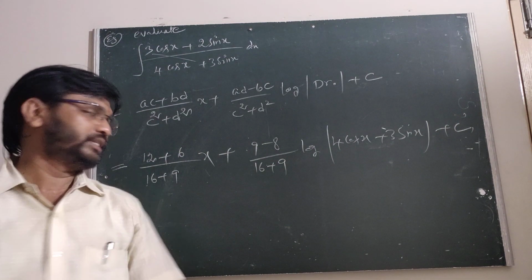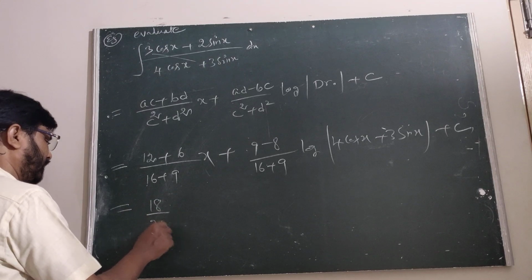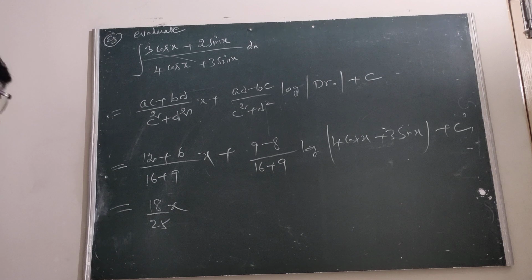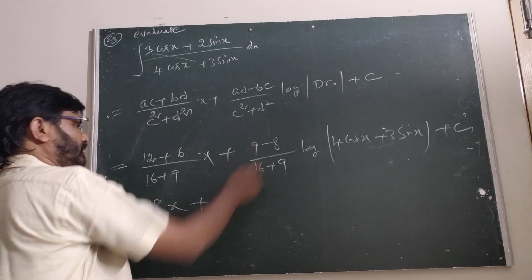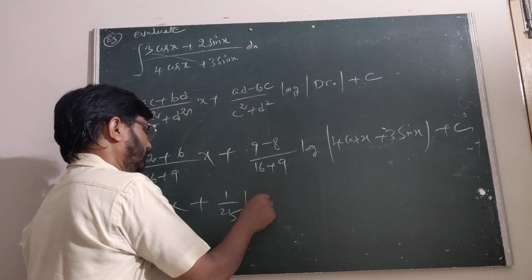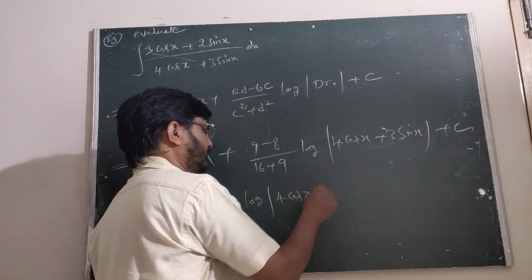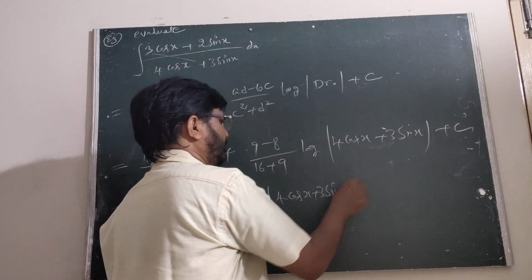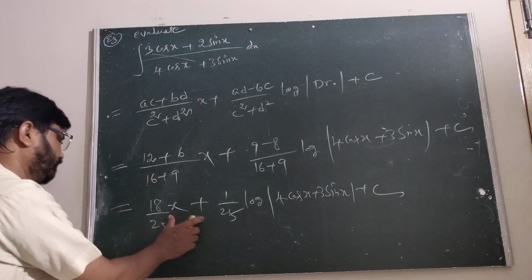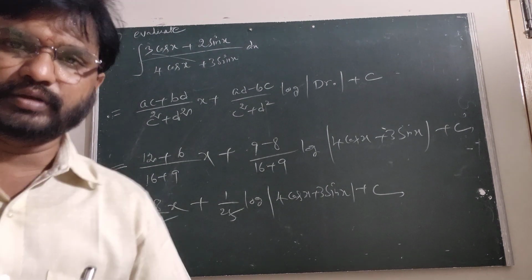Okay, now this is 18 by 25 into x. Now 9 minus 8 is 1 by 25 into log mod of the denominator, which is 4 cos x plus 3 sin x plus c. This is the answer. Is it okay? This is one of the very important ones.